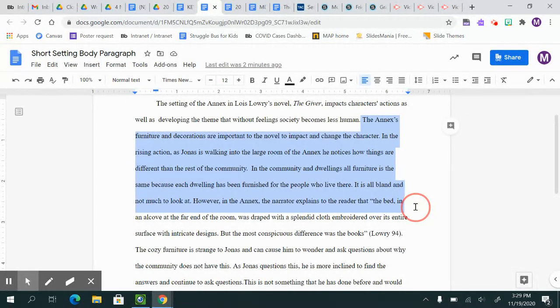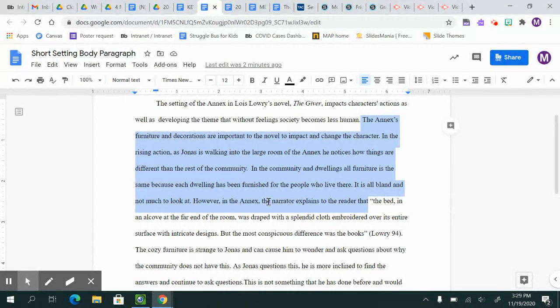However, in the annex, the narrator explains to the reader. Right there, you've told me what part of the story it's in. It's in the rising action. Using this key language is going to help you get a good grade on this background information. You've also told me what's going on. You told me that Jonas is walking into the larger room of the annex, how he's noticing these different things, how in the community things are already furnished for him.